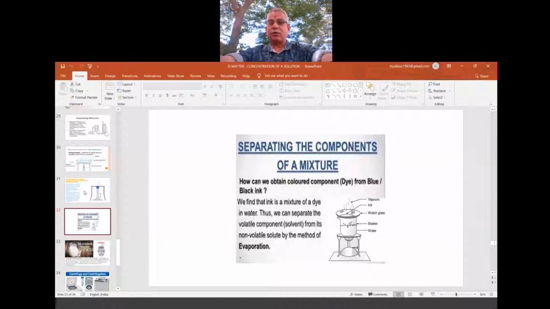Okay. Now here today I have taken an example of how we can obtain a colored component. For example, dye. Dye is one colored compound. Dye is an organic chemistry word. Dye refers to the color. We apply hair dye, black color. Okay, we apply some different colors. So we go for different colors for the makeup. Okay, and we go for different colors for the clothes.